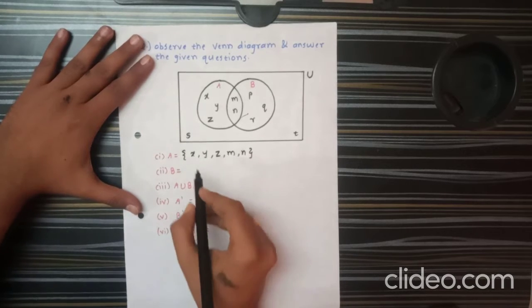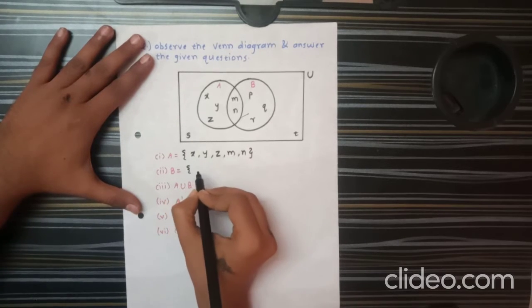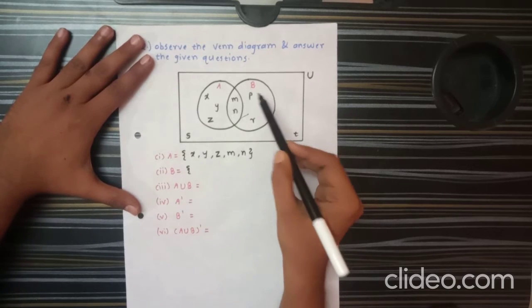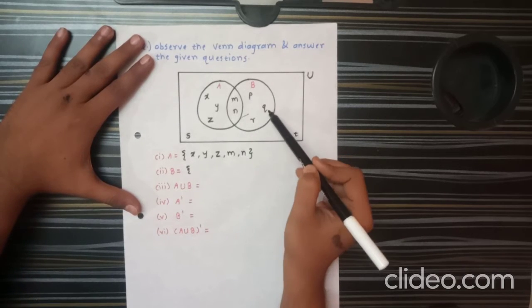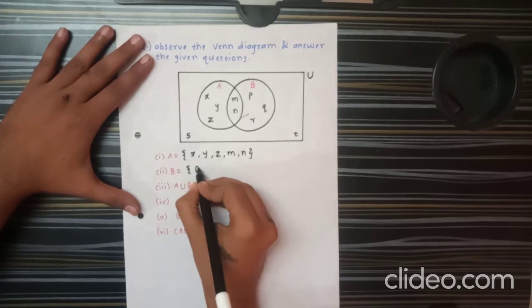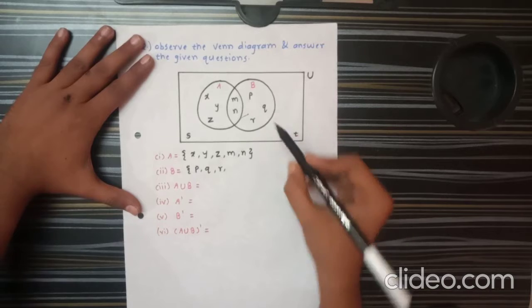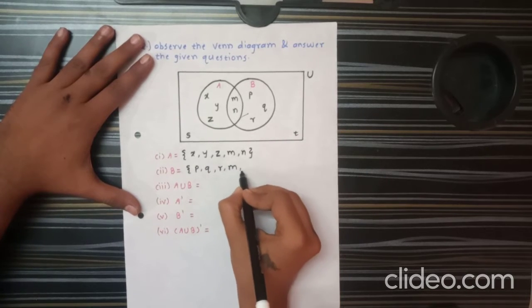Now we have to write set B. Similarly, just how we have written set A, we need to write set B also. Set B has these three elements P, Q, R, and also M and N.